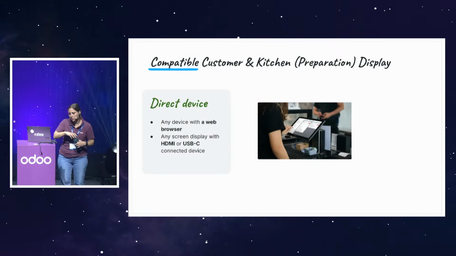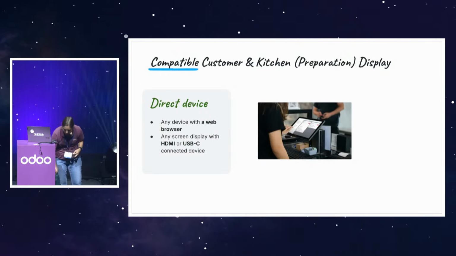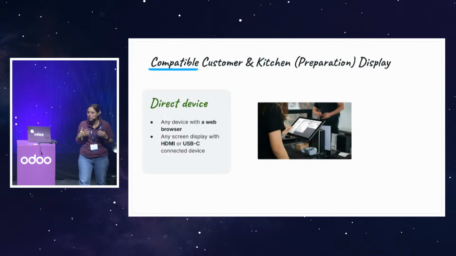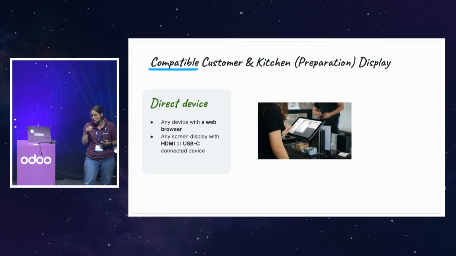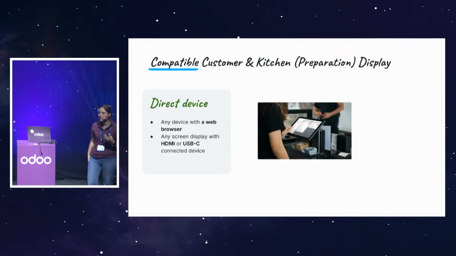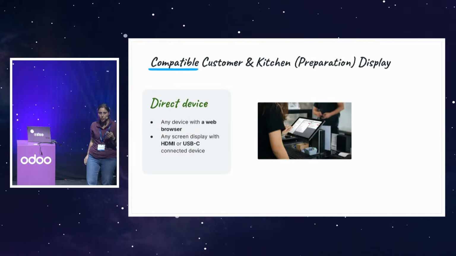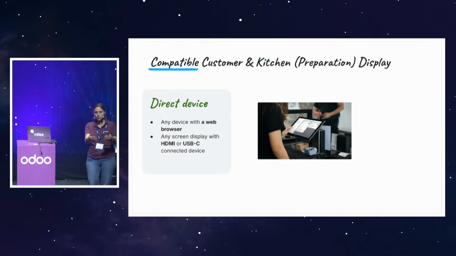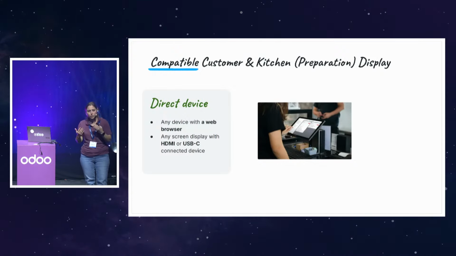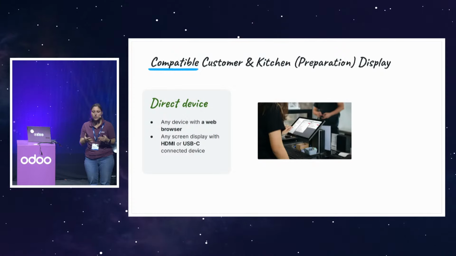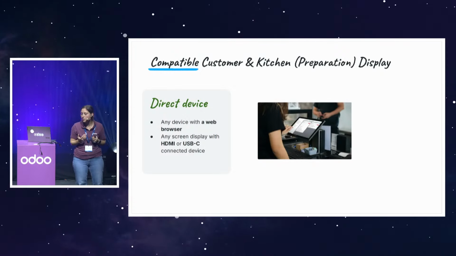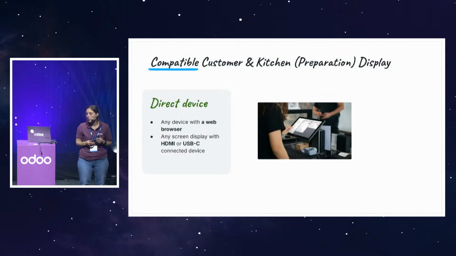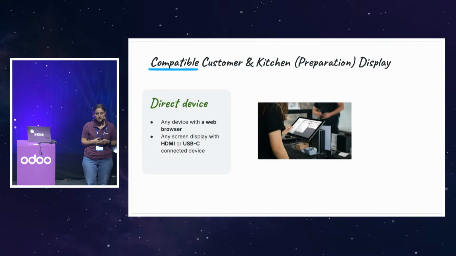About those screens, what you need to know here is that it's going to be a direct device as well, as long as you can open it on a web browser. So that's a version on which you will open Odoo and then open the preparation display. And then you could also have another way of connecting, by having a second screen. In this case, you would need an HDMI cable or a USB-C connected device.